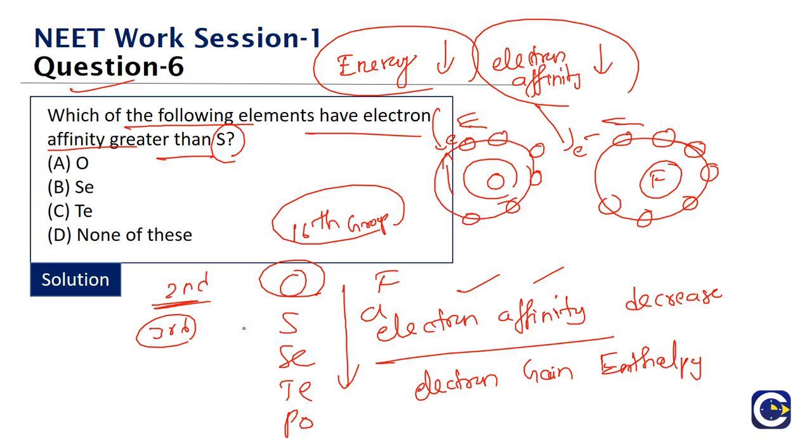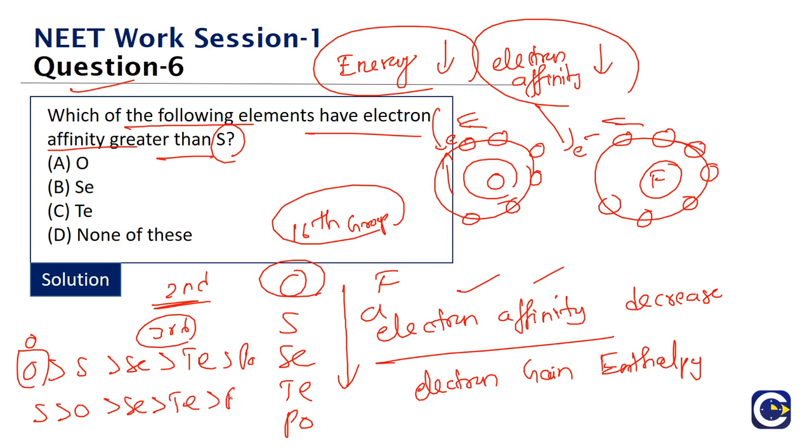Generally, going by the normal order, it should be oxygen more than sulfur, more than selenium, more than tellurium, more than polonium. Polonium, of course, is anyway radioactive. But because of the anomaly of the second period elements, sulfur will be more than oxygen. This happens because of the small size of oxygen. The same repeats in the 17th group, so chlorine will have a higher electron affinity than fluorine.